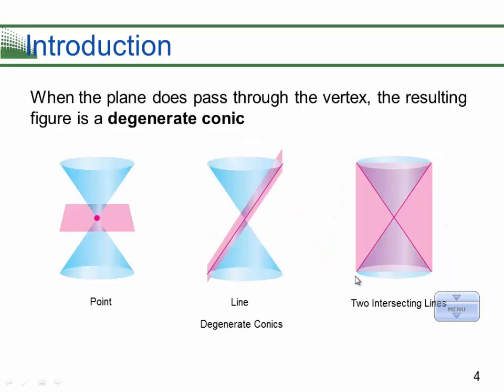All right. Then you can also get a point if you go right through this location here. If you take a plane and go at an angle, you can get a line. You can get intersecting lines as well, with a plane that goes straight up and straight down through the middle.